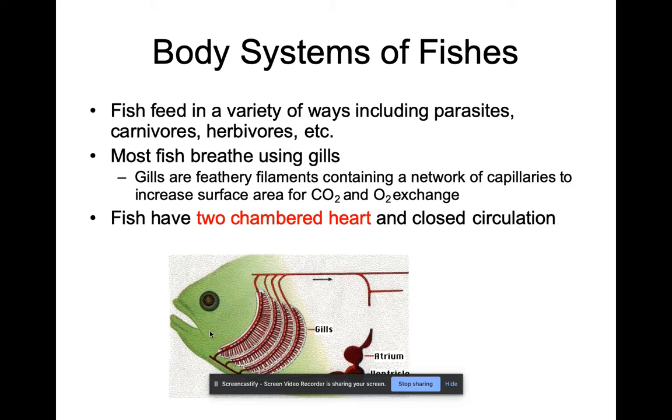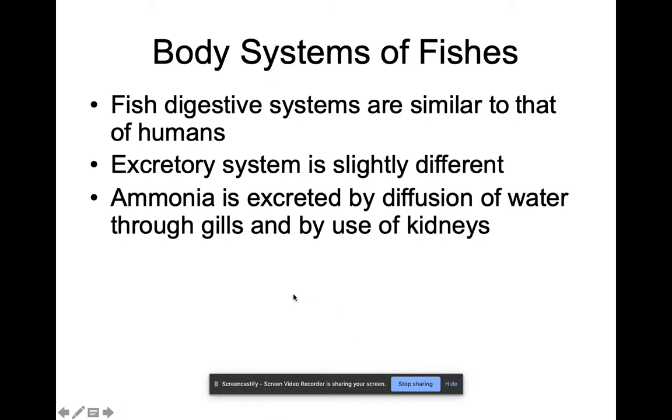They have a two-chambered heart, and it is a closed circulatory system, which gives them an advantage that we talked about with the mollusk or many mollusks in the open circulatory system. So they have a ventricle and an atrium, and the atrium is going to pump blood to the gills, and the ventricle is going to pump blood throughout the body, just like in our hearts. Fish digestive systems are very similar to humans. Excretory is a little different, as you can imagine.